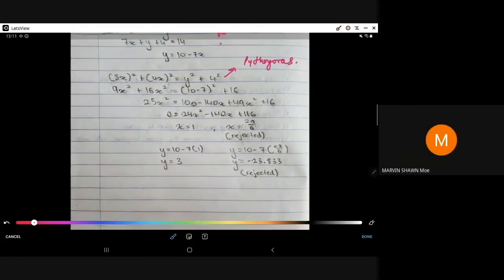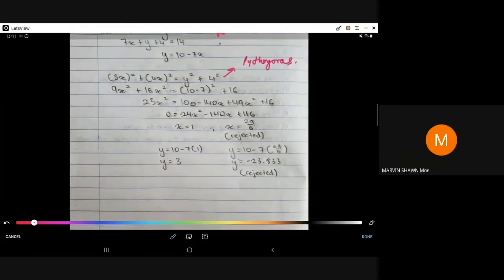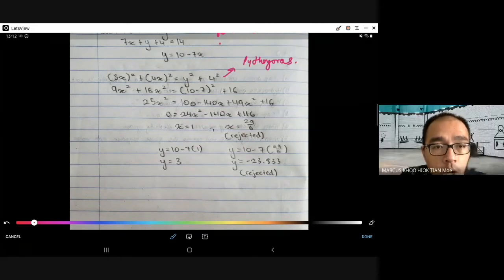We get x is equal to 1 and x is equal to 29 over 6. Since when we use x is equal to 29 over 6, we find that y is a negative value, so we reject that one. So we take x is equal to 1. All right, okay, good. I think this is very well explained.